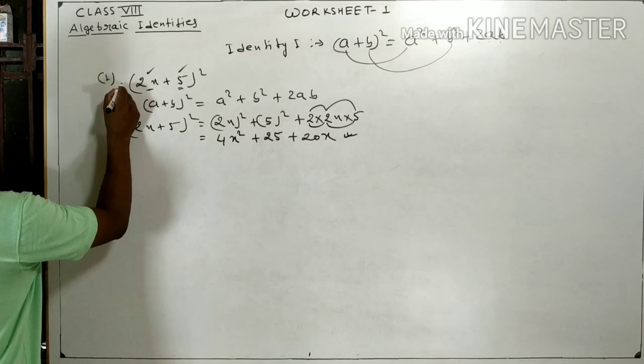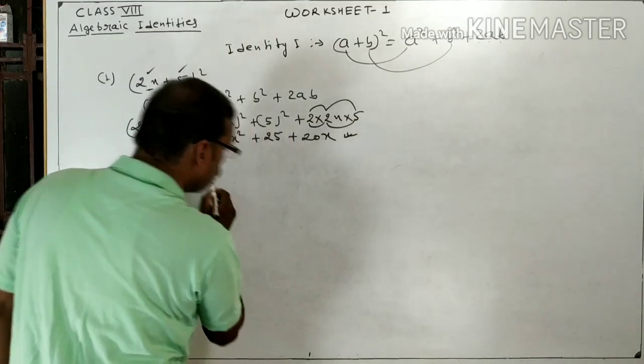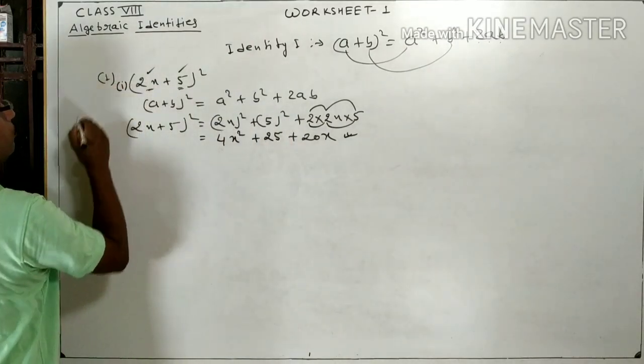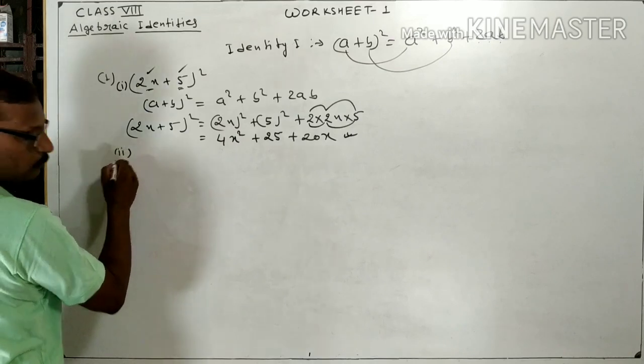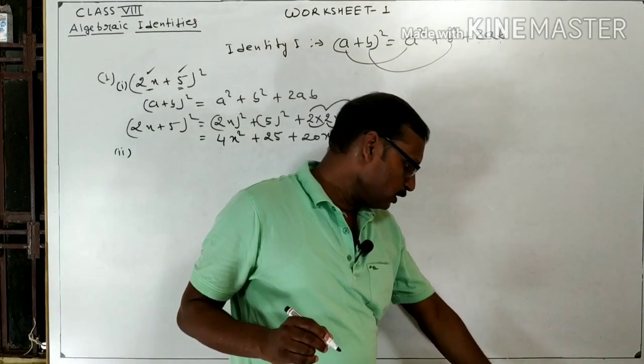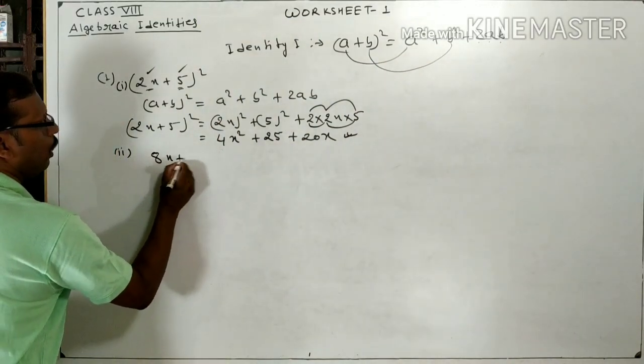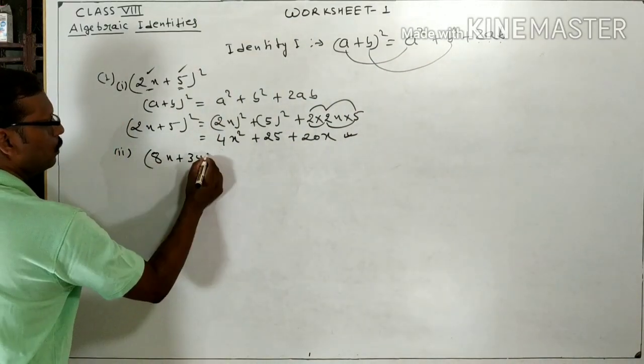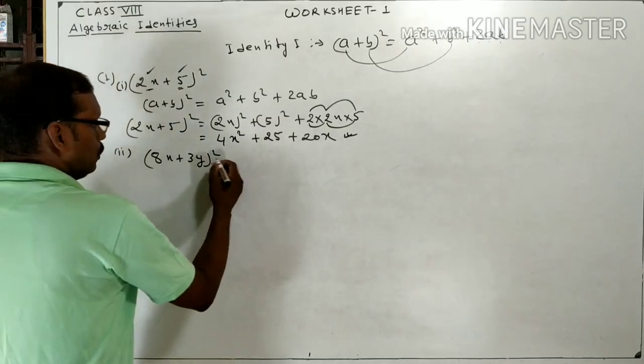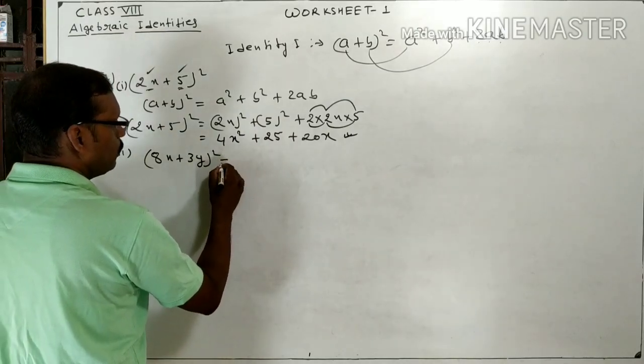Now question number 2. The question is (8x plus 3y) whole square. If you memorize the formula, you can directly use it.